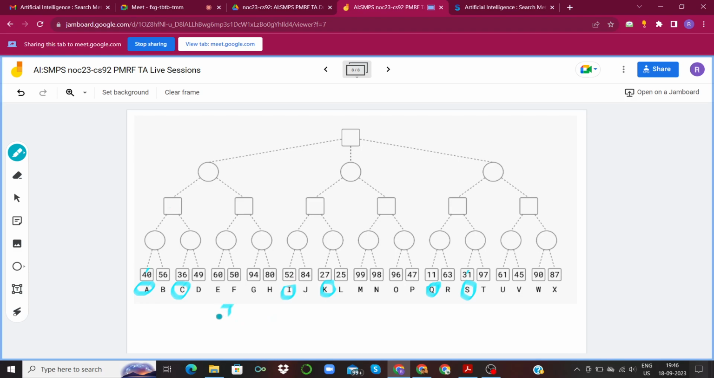So we'll have a priority queue like this. There will be I, 52, then A, 40, then C, 36. After C, we will have S, 31. Then we will have K, 27. And at the end, we will have Q, 11. So this is what our priority queue would look like.